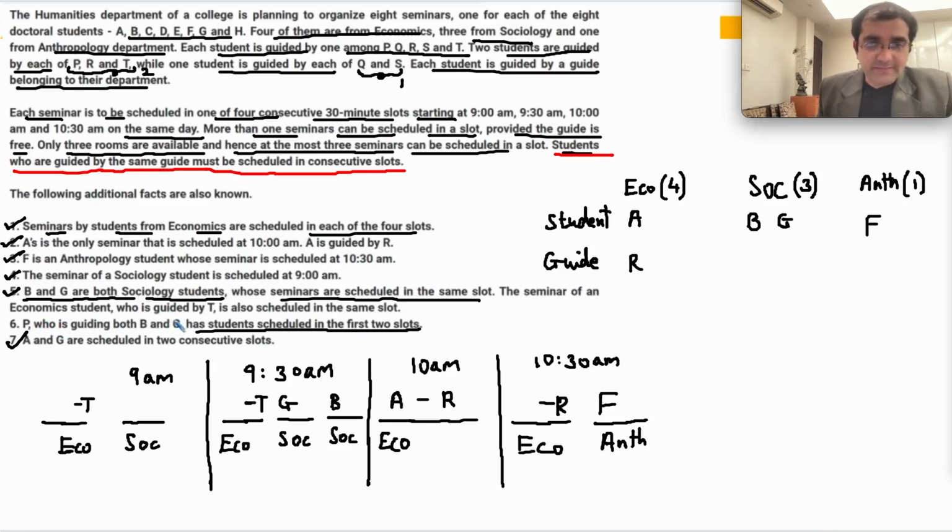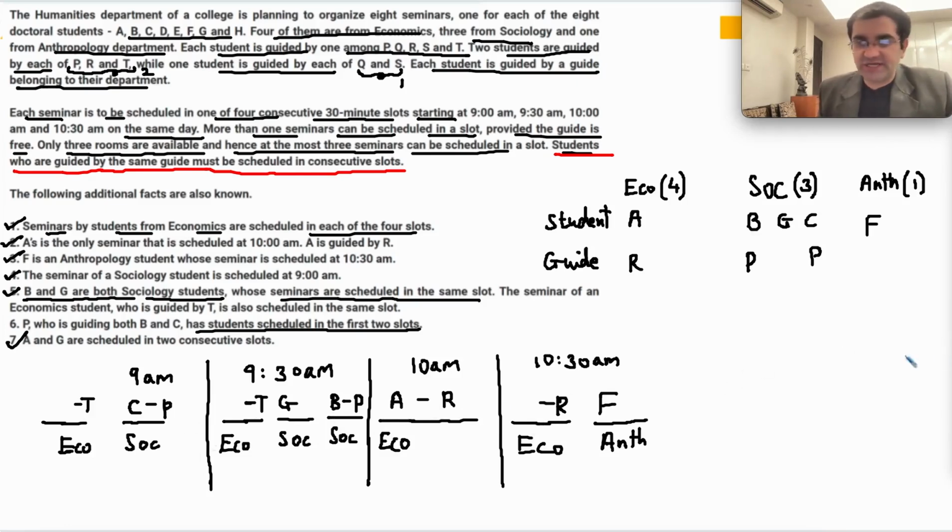P, who is guiding both B and C. So B is also being guided by P. And C, they are scheduled in the first two slots. So C comes over here, and P is guiding that one too. So B and C are sociology students, both guided by P. Both are guided by P. So P is done and R is done. Yes, R has been allocated and T with two students has been allocated.